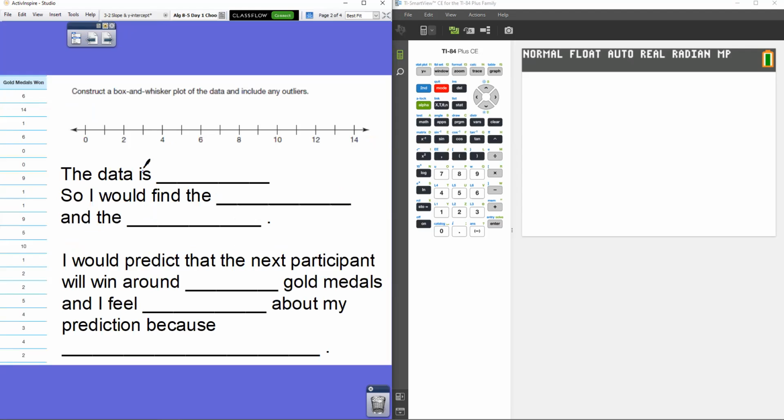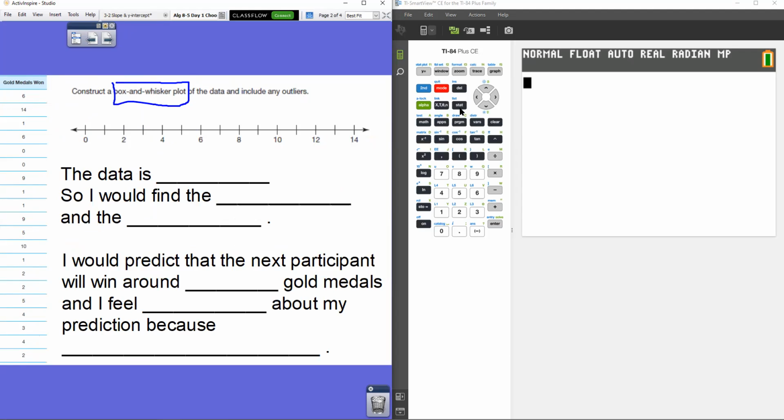So in this one, we're going to do one of each type of question. We're going to do one box and whisker plot, one histogram, and one dot plot. So here's our data. Gold medals 1. Construct a box and whisker plot of the data and include any outliers. So we have to do a box and whisker plot.